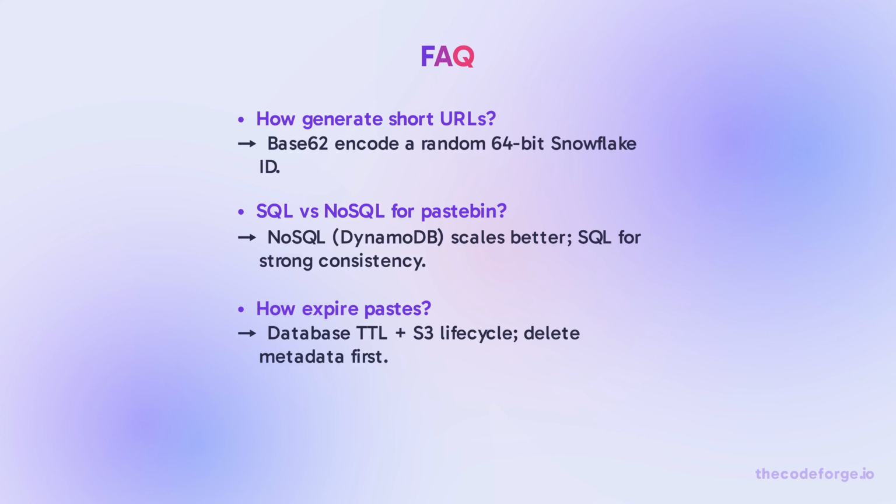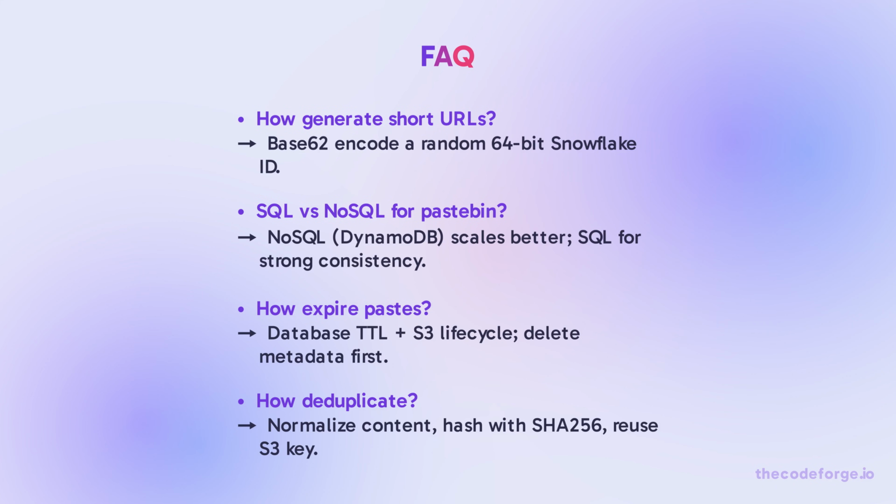And a few frequently asked questions. How to generate short URLs? Base 62 encode a random 64-bit Snowflake ID. SQL versus NoSQL for Pastebin? NoSQL DynamoDB scales better. SQL for strong consistency. How to expire pastes? Database TTL plus simple storage service lifecycle. Delete metadata first. How to deduplicate? Normalize content. Hash with SHA-256. Reuse simple storage service key.